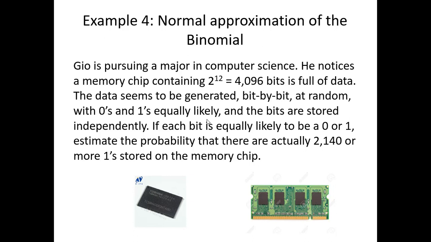So if each bit is equally likely to be a 0 or a 1, estimate the probability that there are actually 2,140 or more ones stored on a memory chip. These are just some pictures of what a memory chip looks like.